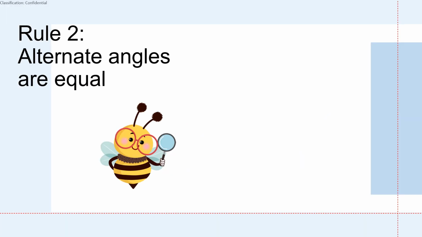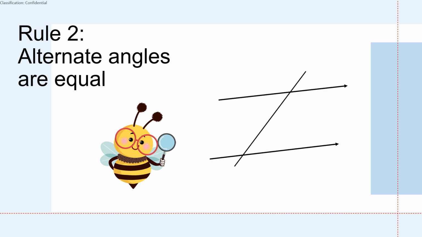Rule 2 says alternate angles are equal. How am I going to spot them? These are the angles given to me, and I'll say angle A and angle C are equal, whereas angle B and D are equal. How? Because I will spot the letter Z here, provided the top and the bottom of the Z are parallel lines. Then only the inside angles of the Z will be alternate angles and they will be equal to each other.